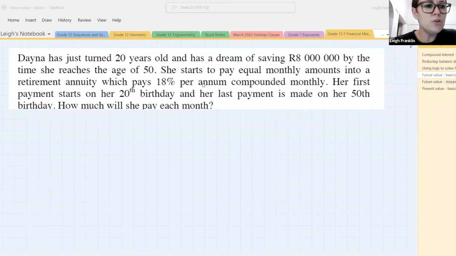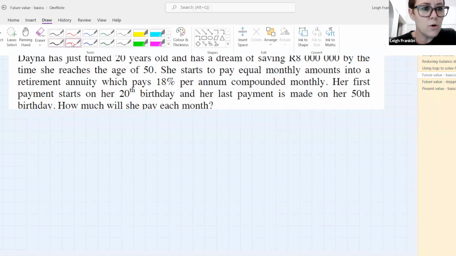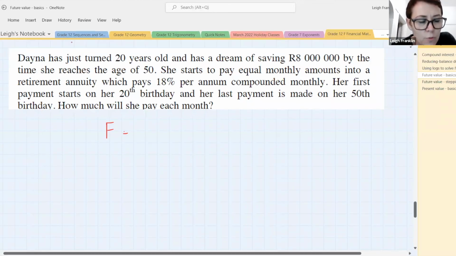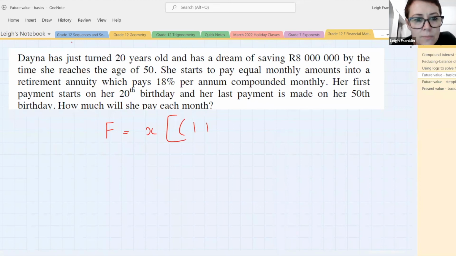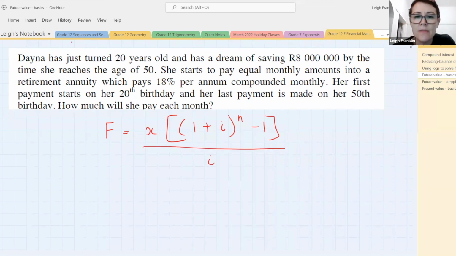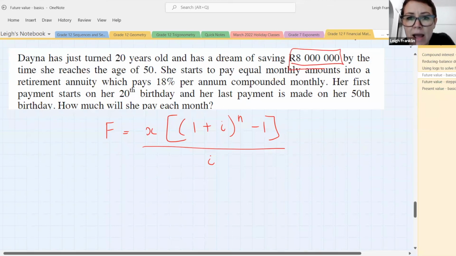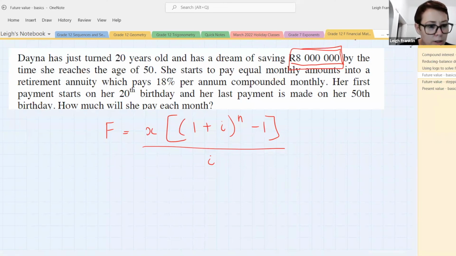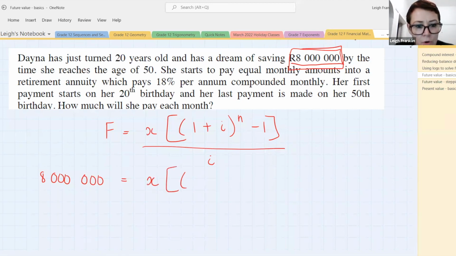So if we are subbing into our future value formula, let's just get it down on the page: F = x[(1 + i)^n − 1]/i. They are implying that this 8 million Rand is her future value. That's what she wants. So we are going to put our 8 million Rand over here. X is our monthly installment, how much she has to save or pay in every single month. 1 plus our interest rate, 18% per annum, compounded monthly.